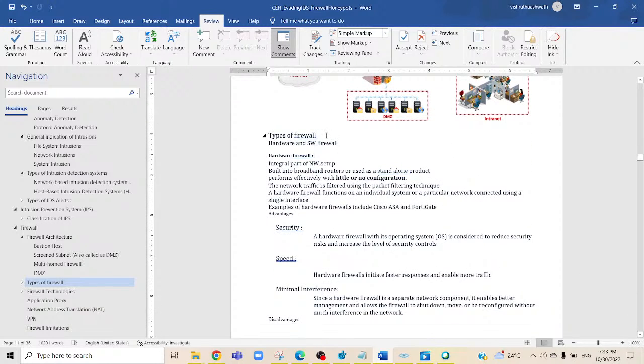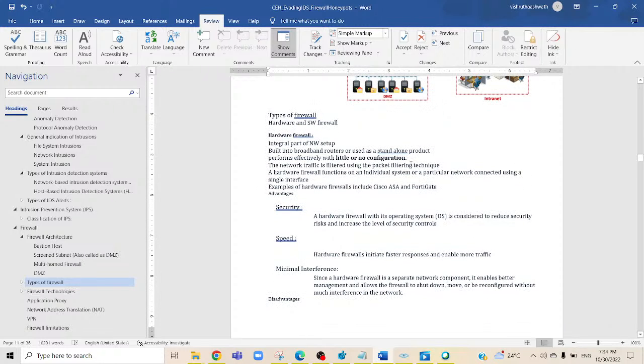So firewalls can be categorized as hardware and software firewalls. Hardware firewall: an integral part of network setup. So hardware firewalls will be part of the network itself. They can be built into broadband routers or used as a standalone product. Performs effectively with little or no configuration, whereas software firewalls need a lot of configuration. Hardware firewalls work with little or no configuration.